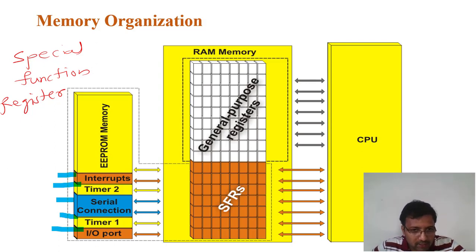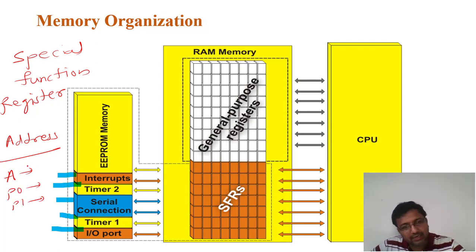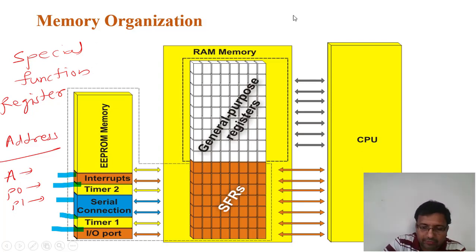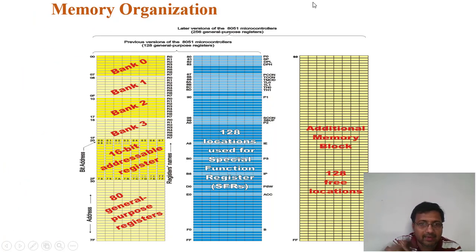So all these ports like port 0, port 1, port 3, timer, serial communication, interrupts, these are having addresses. So memory addresses are available for all. Like we have accumulator address, we have port 0 address, we have port 1 address. So each and every register has an address in the memory. So here it is a RAM structure. We have a general purpose RAM and a CPU is attached with this. So here it is a memory block of 8051. So we'll see in detail memory.